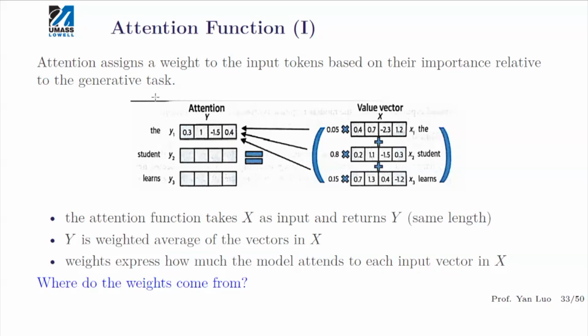Okay, let's continue. So we talk about this attention function. Essentially, it's to use the input vectors with corresponding weight to calculate the weighted average, which will represent the attention from that word to other words or tokens.